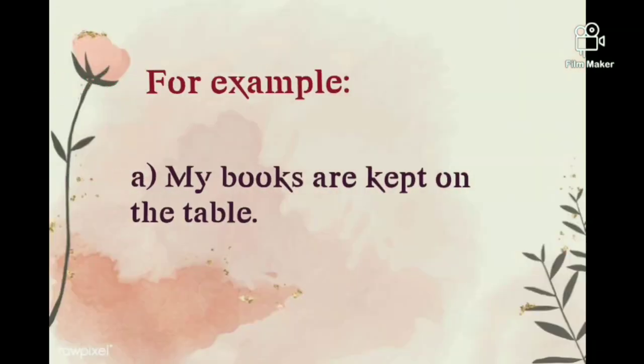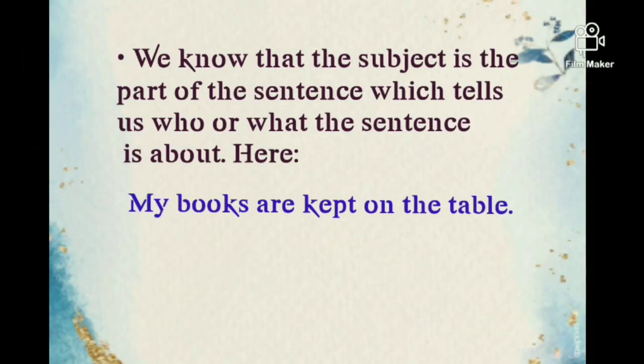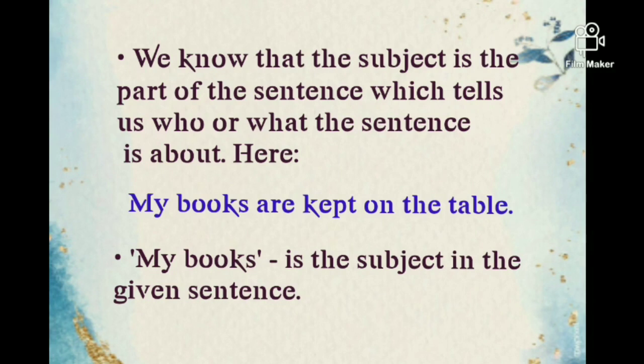Let us learn it more clearly with an example. My books are kept on the table. So children, shall we read the sentence once again together? My books are kept on the table. Here, in this sentence, we are talking about the books. Since we know that a subject is who or what the sentence is about, here, my books is the subject.